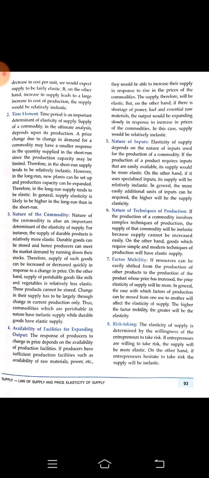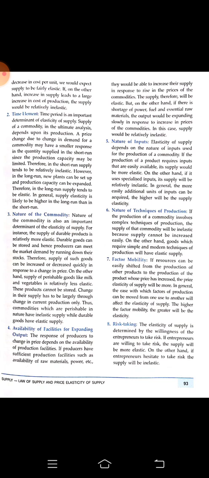Okay, nature of technique of production. If the products need some special kind of technique to produce, then we will find that the supply is decreasing. And if it is produced with some simple method, then we will find that the production is increasing and the supply is also increasing.